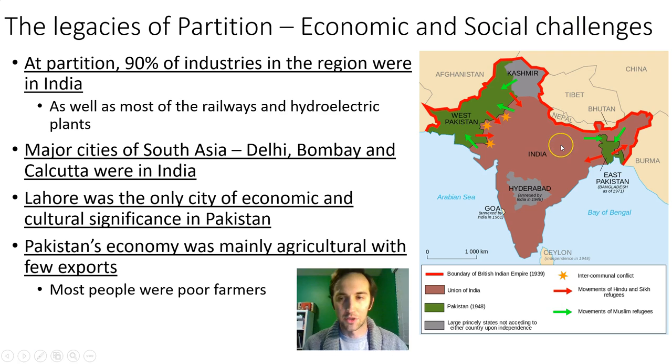And so this is a little map showing the split. And we have the boundary of the empire, where it was in 1939, India, and then Pakistan is split in half, West Pakistan and East Pakistan, which is going to cause a whole lot of problems down the line, and eventual independence of East Pakistan. We also see little arrows when it comes to the movements of refugees, Muslim or Hindu, in or out of Pakistan and India.